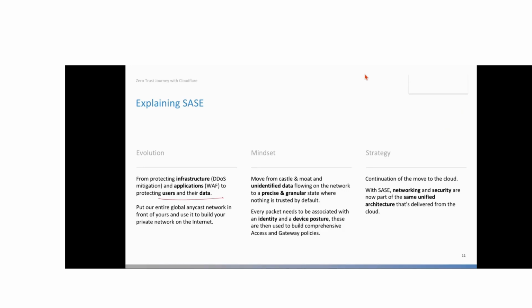So the evolution of SASE is taking Anycast. Do we know what Anycast is? I'm sure you guys probably do. It's different than a broadcast. A broadcast is one to all, right? So an Anycast is one to many, meaning that I could have, let me give you a simplistic example, and then we'll get a bigger one.